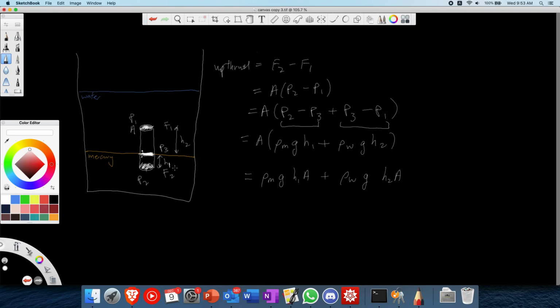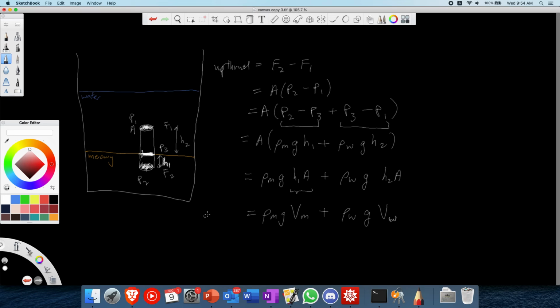And H1 A, remember what is A? A is the cross-sectional area. H1 is the height between the interface and the bottom surface. This H1 A is actually just the volume of the cylinder inside the mercury. So this is just g V mercury, the volume inside the mercury, plus rho water g H2 A, which is just the volume of the cylinder that is submerged inside water. And that is our answer.